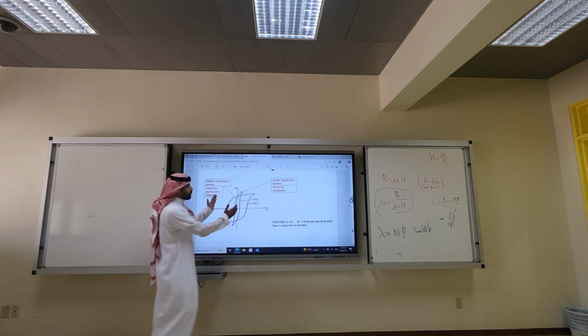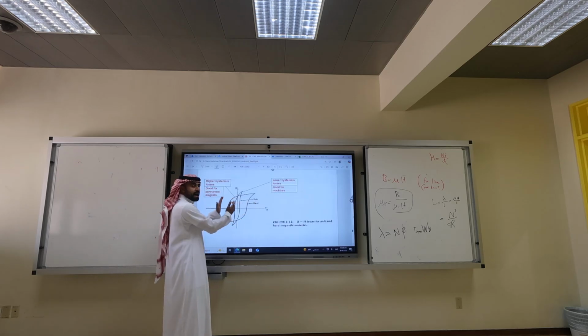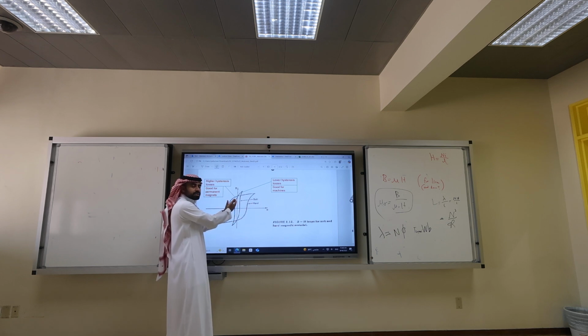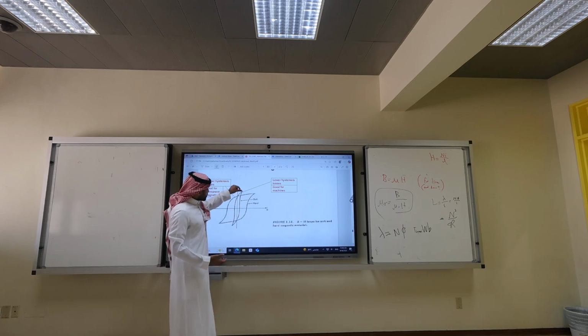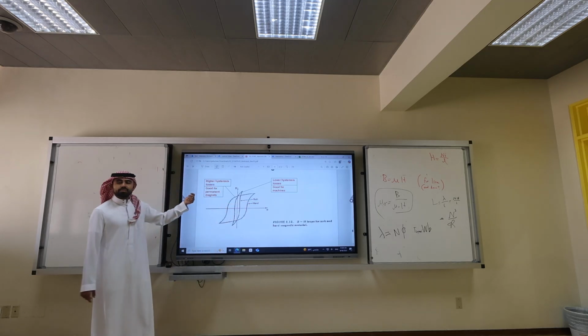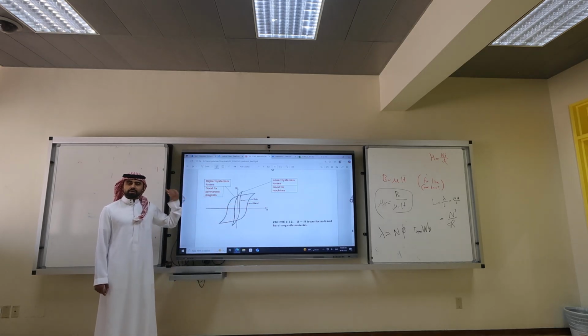If I have a soft magnet or hard magnet, which has the bigger hysteresis loop? Soft magnet has what? No. Smaller hysteresis loop. Lower hysteresis loss is good for machines, while higher is good for permanent magnets. We'll talk about it later.